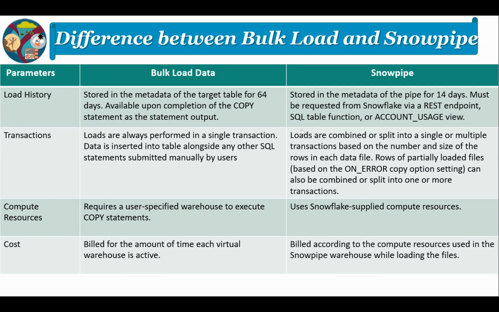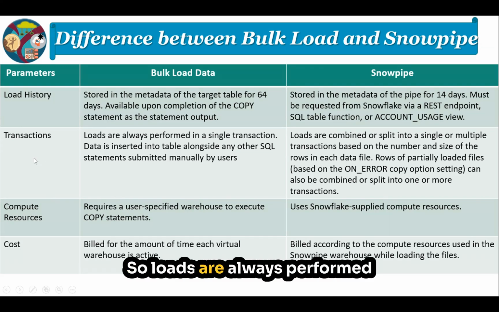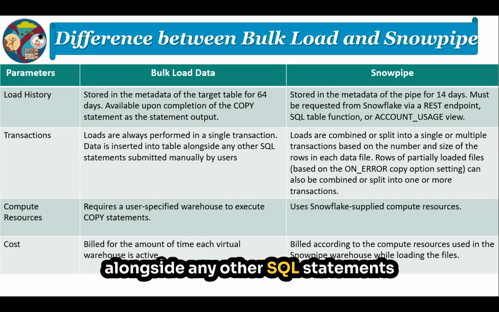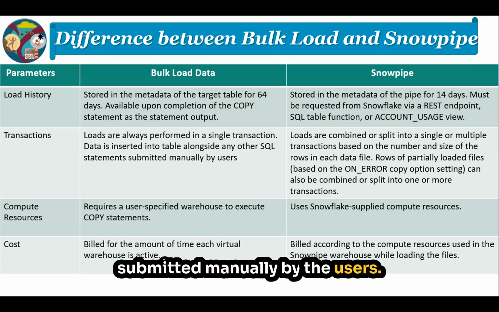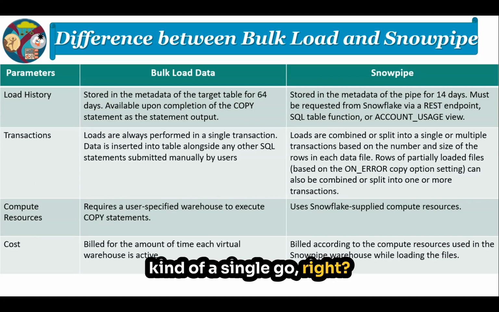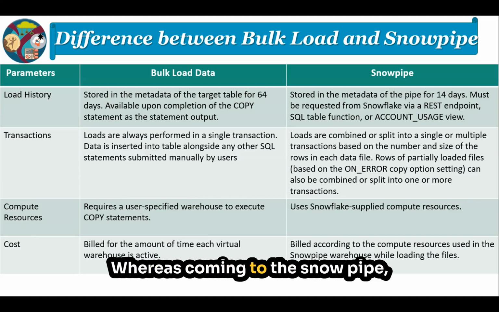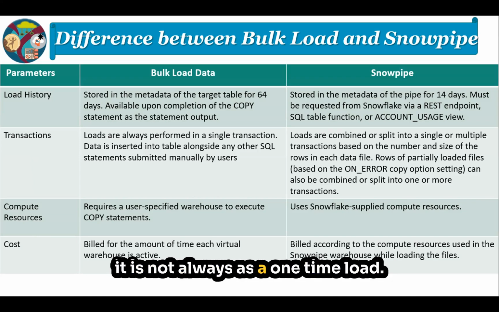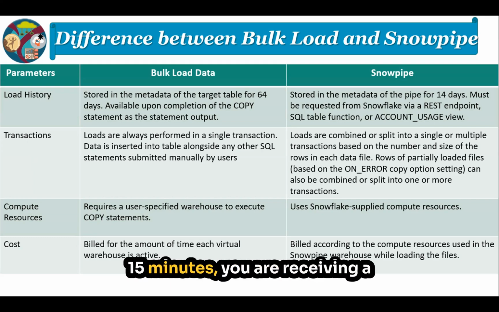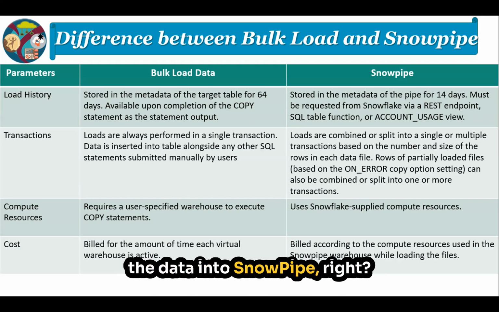Now coming to the transactions. Loads are always performed in a single transaction. Data is inserted into the table alongside any other SQL statement submitted manually by the users. So what it's saying is that in bulk load, it is a kind of single go, right? As I mentioned, it is always a one-time load. Whereas with Snowpipe, it is not always a one-time load. For example, if you schedule that pipeline every 10 minutes or every 15 minutes, so throughout the day, every 15 minutes, you are receiving feed files and you are processing the data into Snowpipe, right?